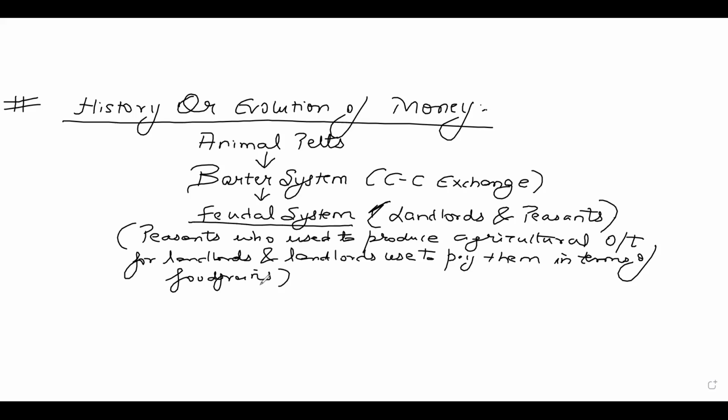Now, after the feudal system, in most parts of the world, we had gold. We had gold coins as the medium of exchange. Now, what was the problem with gold? The problem with gold was that it was heavy to carry. If you want to make a transaction of a high value, you need to carry a humongous amount of gold. Now, gold is heavy to carry.